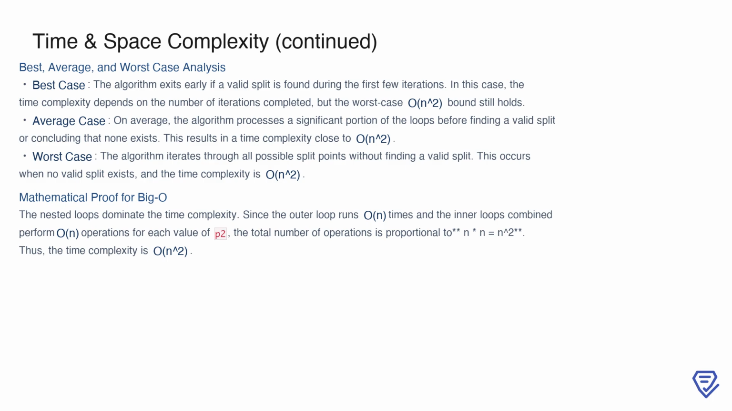Mathematically, this behavior is explained by the nested loops. The outer loop runs n times, and the inner loops combined perform O(n) operations for each P2, leading to a total of n × n equals O(n²) operations.